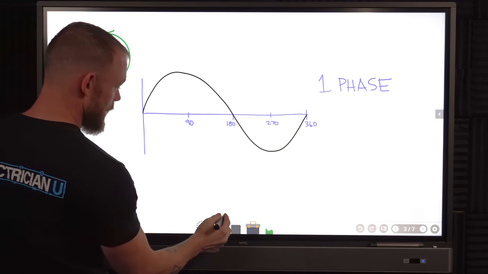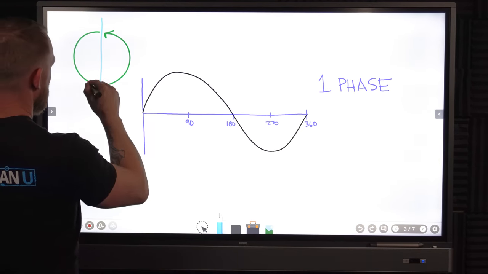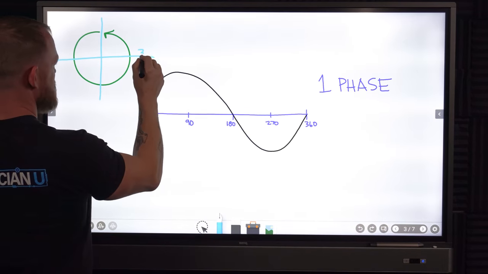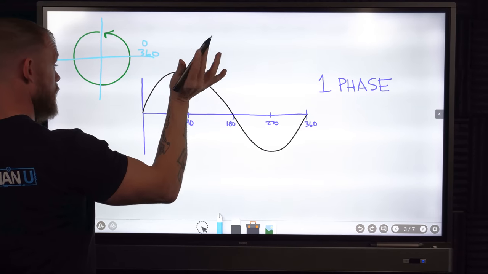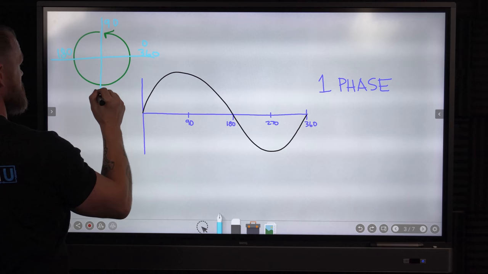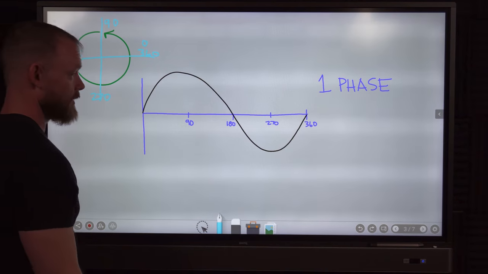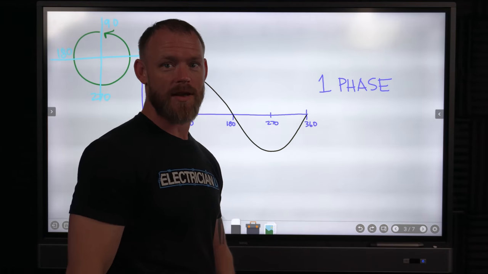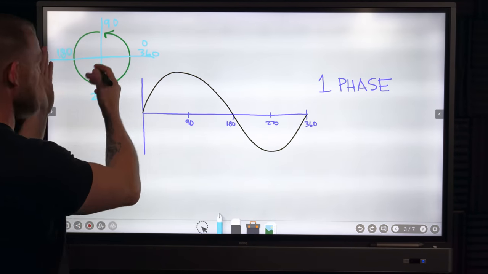So let's say we've got this, and this is 360 degrees or zero. You can think of it either way. This is 90 degrees, this is 180 degrees, this is 270 degrees. All of you that were in algebra, algebra 2, calculus, pre-cal, trig, you should recognize this, right?